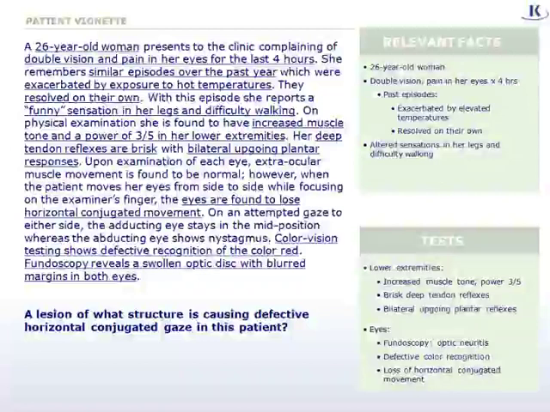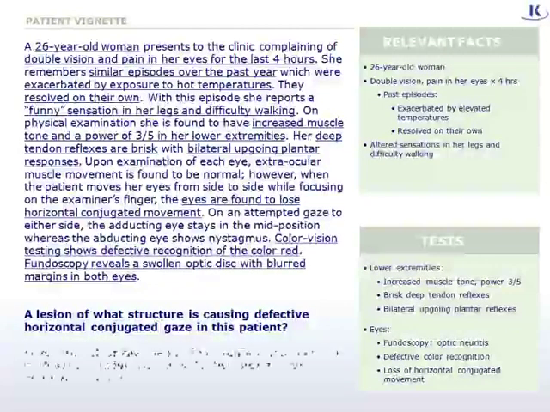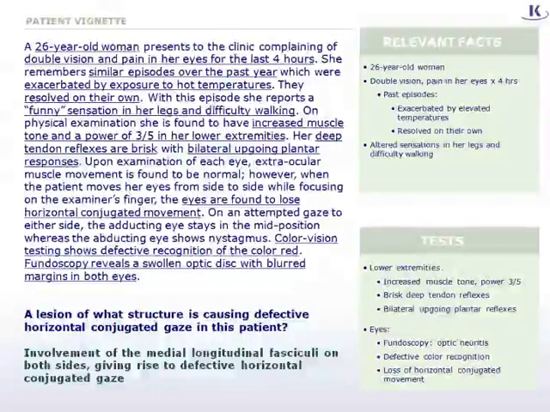This patient is suffering from internuclear ophthalmoplegia, a common manifestation of multiple sclerosis. So, a lesion of what structure is causing defective horizontal conjugated gaze in this patient? Internuclear ophthalmoplegia develops if the MLF is disrupted by the disease process. The eyes are unable to gaze horizontally in unison, giving rise to diplopia. Therefore, involvement of the medial longitudinal fasciculi on both sides gives rise to defective horizontal conjugated gaze.